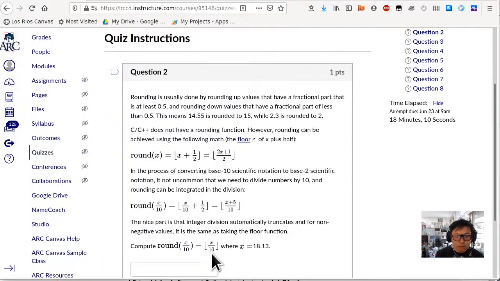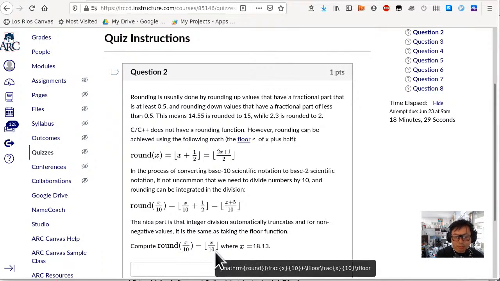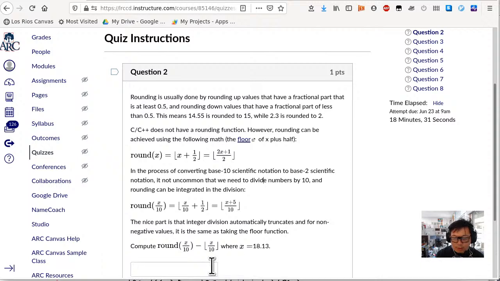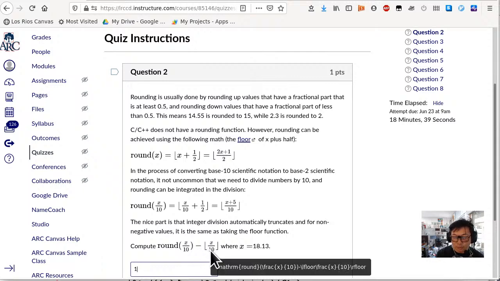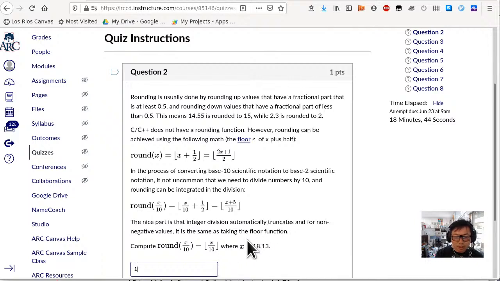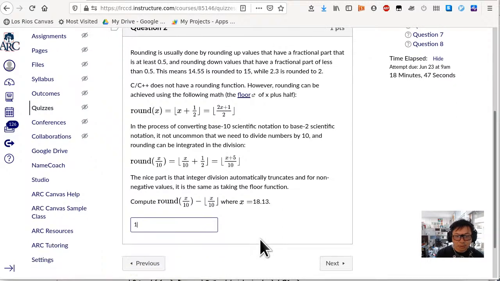And then the other one is just the floor of x divided by 10. And the floor of x divided by 10 in this case is 1, because it's going to be 1.813. The exact result is 1.813 after the division, but because we're taking the floor of that, it becomes a 1. So that means the answer is a 1 in this case, because one is rounding up and the other one is taking the floor, which is always going to be less than or equal to the value that we are taking the floor of. So in this case, the answer is 1.